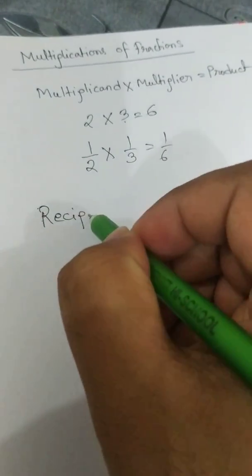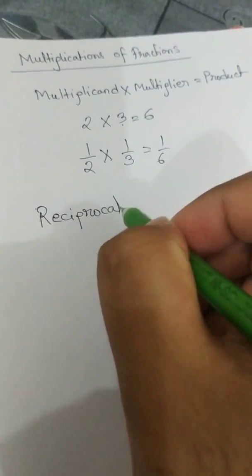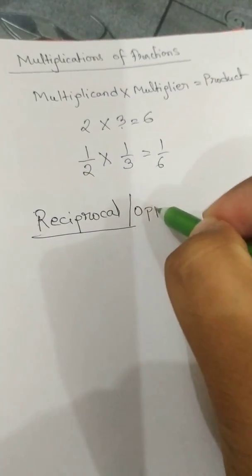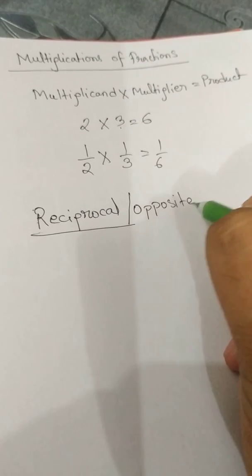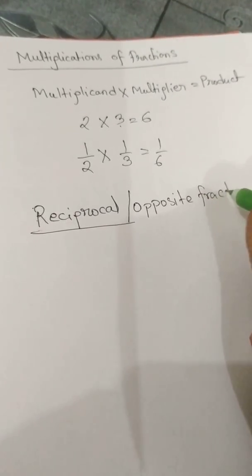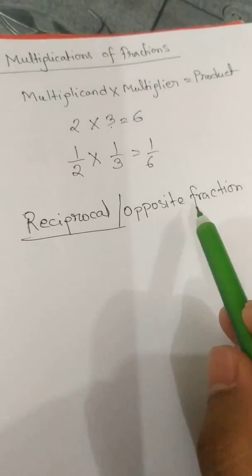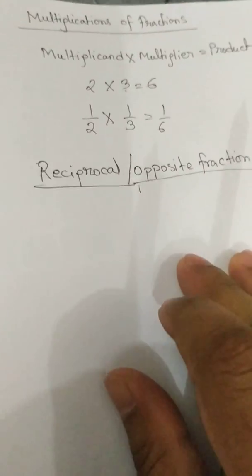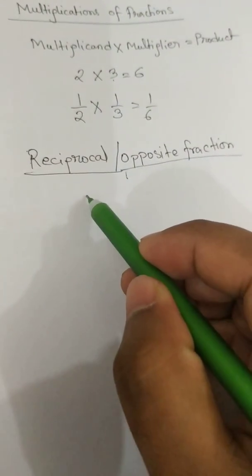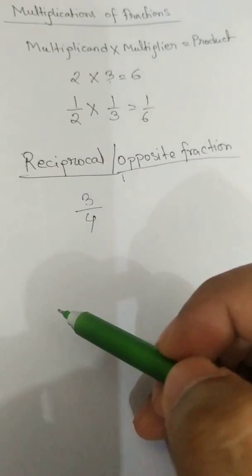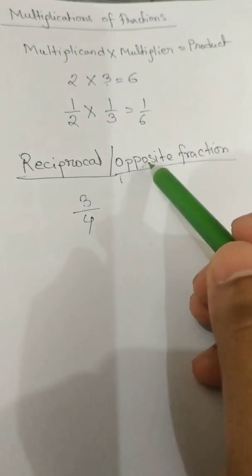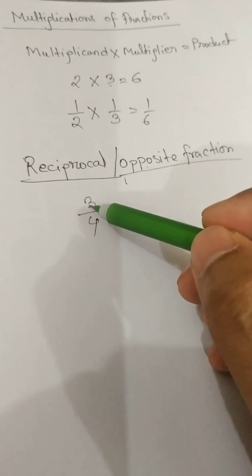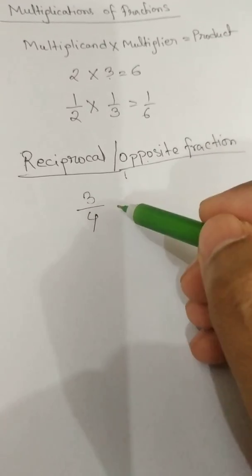So in terms of fractions, for multiplication, you will notice a new term which we call reciprocal, or you might get opposite fraction. So I am introducing you to a new term, that is reciprocal or opposite fraction. What does reciprocal or opposite fraction mean? For example, let's say the fraction is 3 by 4. So what would be the opposite? As the term says, opposite means what? Ulta, right? In Bangla we say opposite means ulta. So the reciprocal of 3 by 4 will be what?